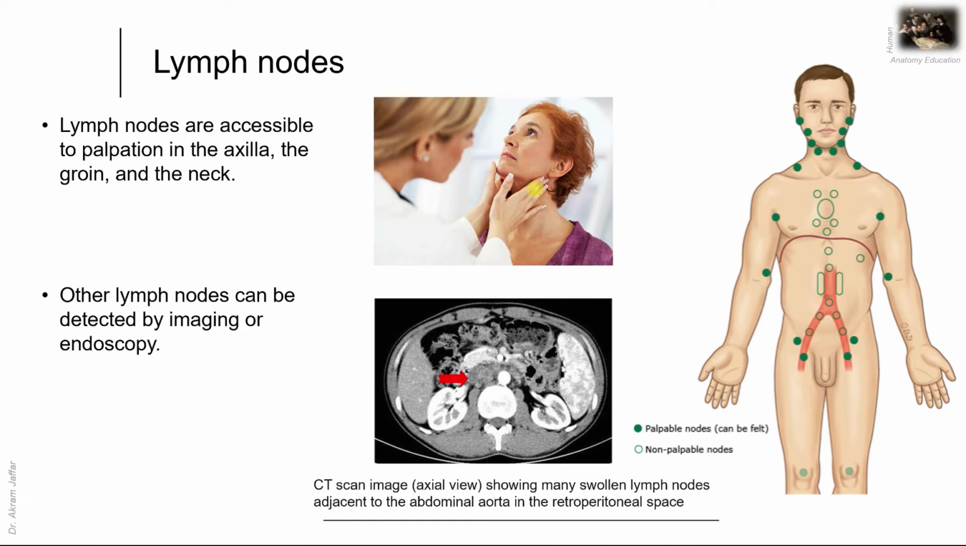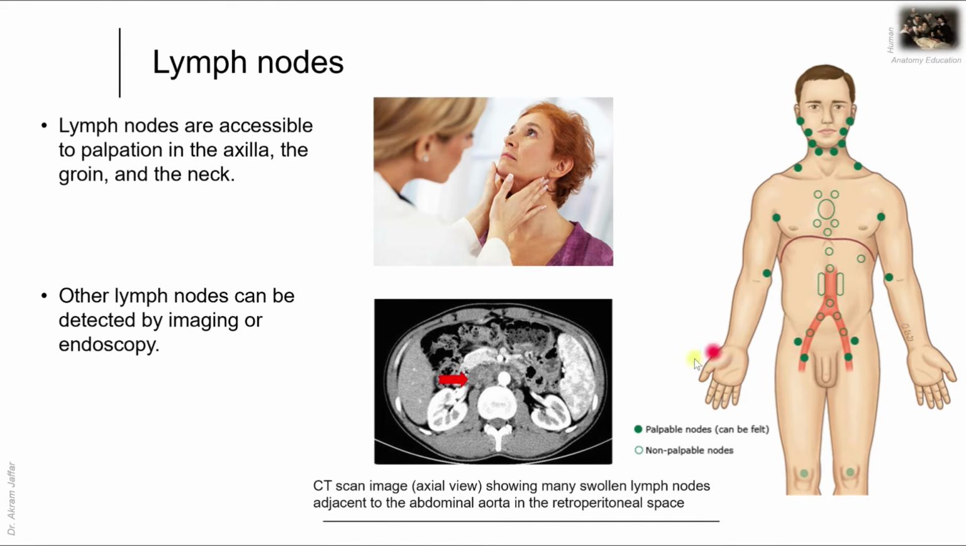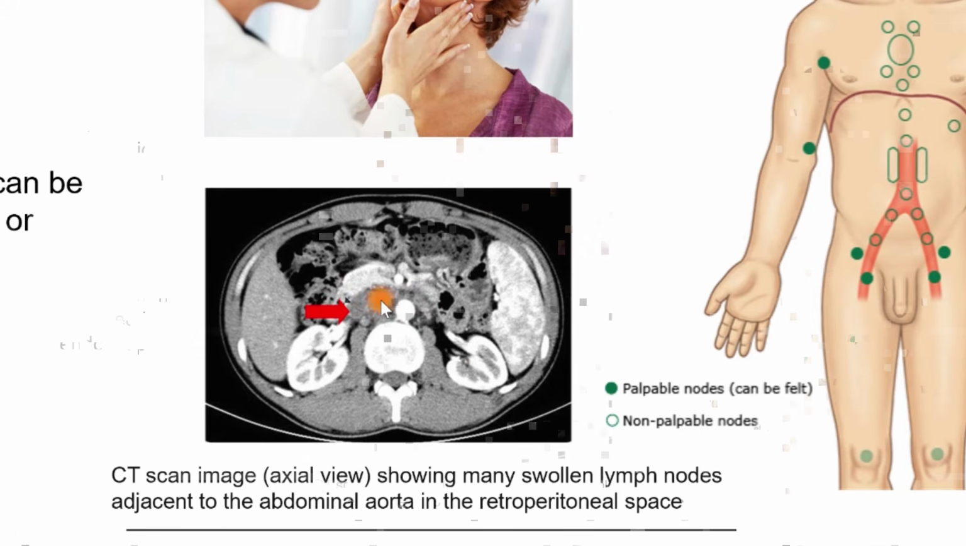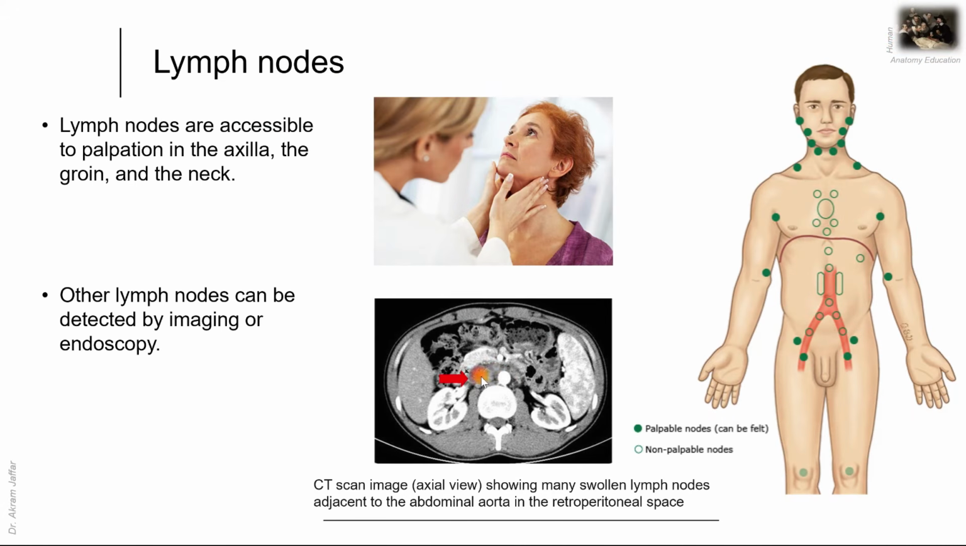However, other lymph nodes are located deeper in the body, like in the thorax or in the abdomen or in the pelvis, and can only be detected by methods such as imaging or endoscopy. Like for example here, you can see the enlarged lymph nodes in this axial CT, showing enlarged lymph nodes in relation to the abdominal aorta.